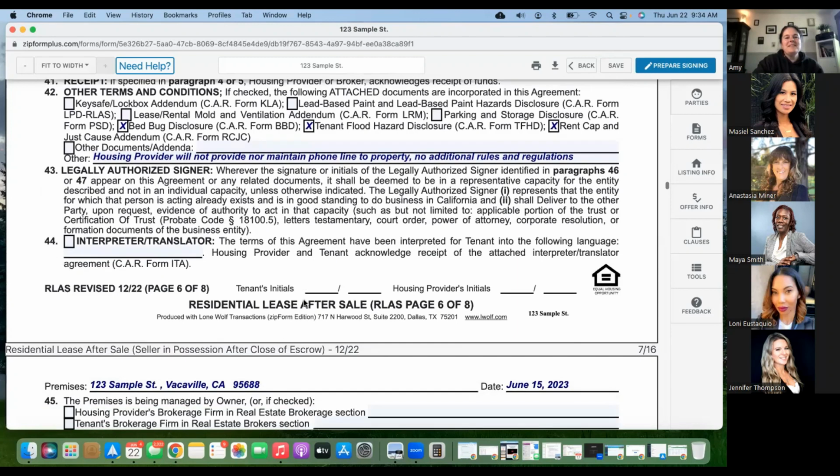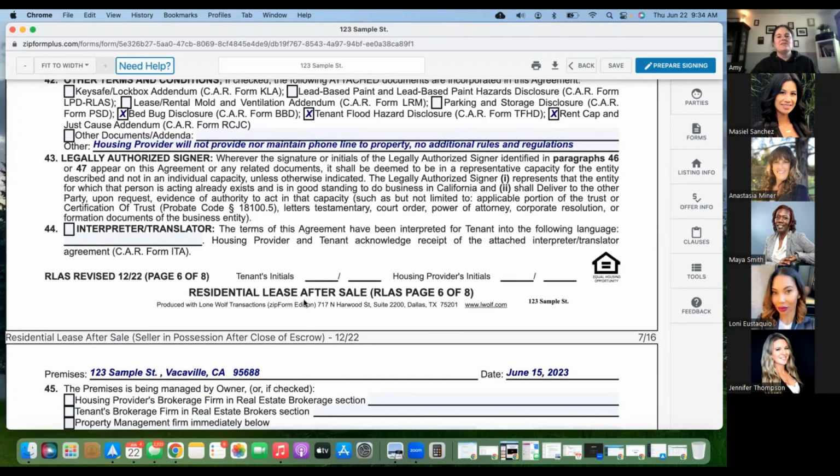All right, 43 is the legally authorized signer. Wherever the signature initials of the legally authorized signer identified in paragraph 46 or 47 appear in this agreement or related documents, it shall be deemed in a representative capacity for the entity described and not in an individual capacity unless otherwise indicated.